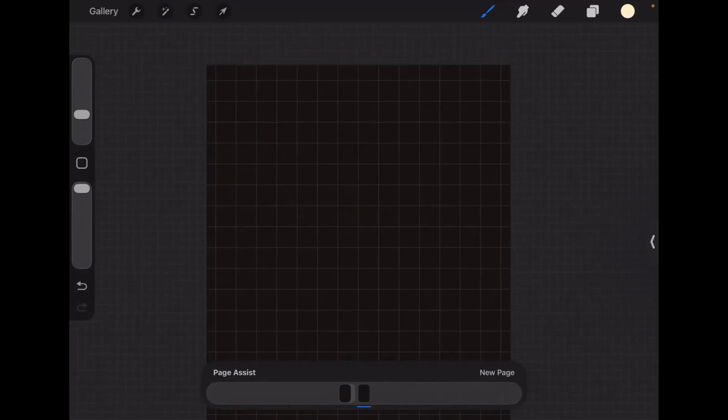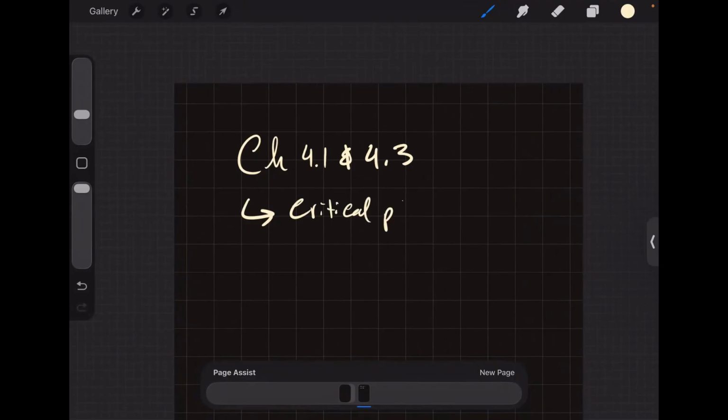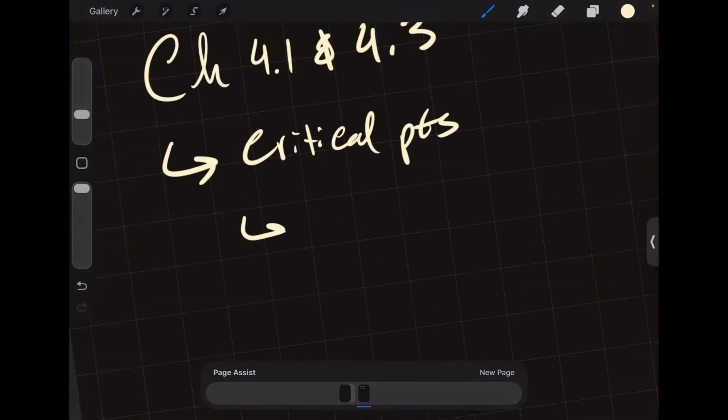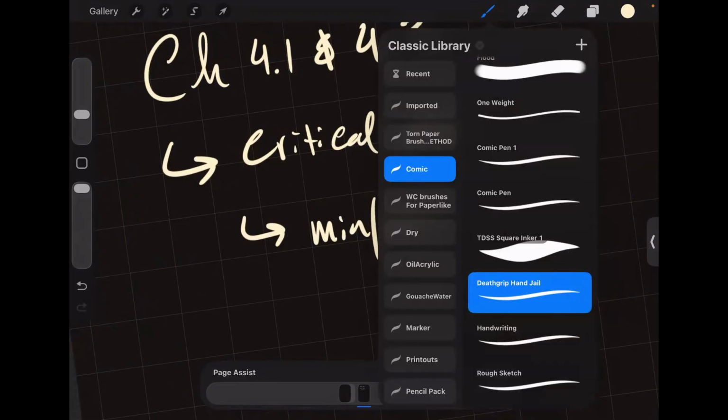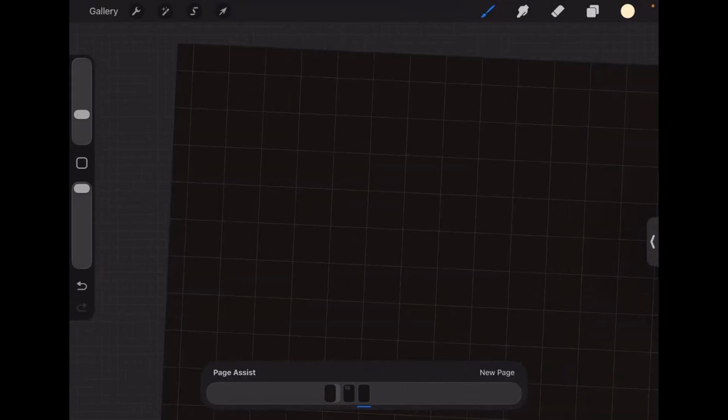Today we will be covering chapters 4.1 and 4.3, critical points, and min-maxing. Okay, let's get right into it. I'll throw some definitions at you.